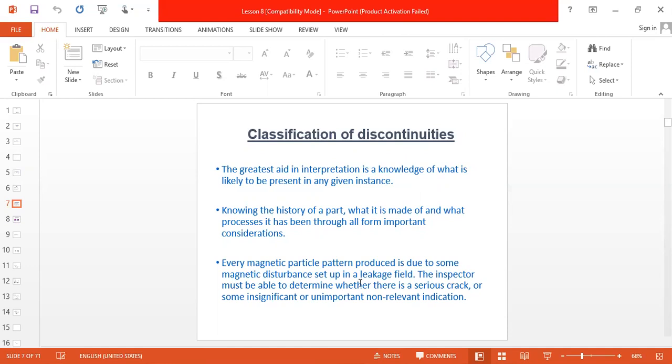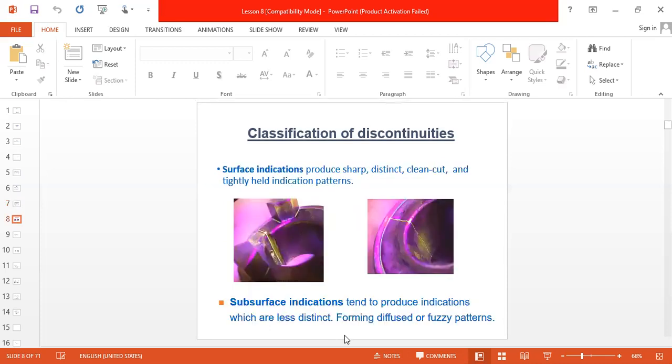Now every magnetic particle testing pattern produced is due to some magnetic disturbance. What do magnetic disturbances mean? The change in permeability, or sometimes a change in geometry as well. It sets up a leakage field, meaning some lines of force will come out. That means a leakage field. So our work is to identify, evaluate and interpret properly whether it is a real indication. If it is a real indication, then what is the length, what is the width, and what is the size of the relevant indication, that we have to see.